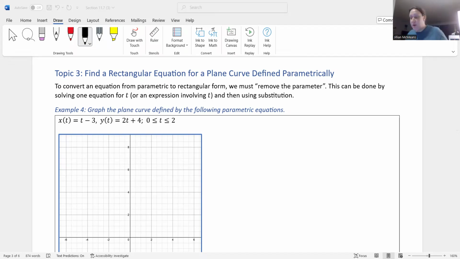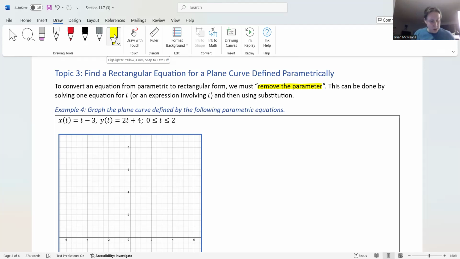Okay. So it says here, to convert an equation from parametric to rectangular, we must remove the parameter. So we take out that t and we rewrite it just as one equation, okay? This can be done by solving one equation for t or an expression involving t and then using substitution.